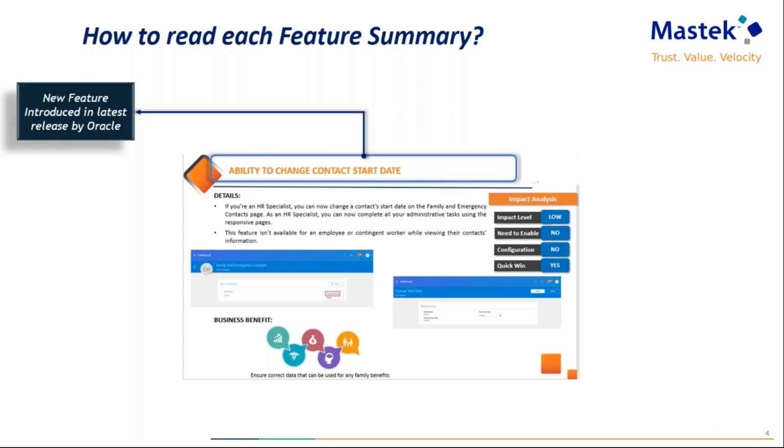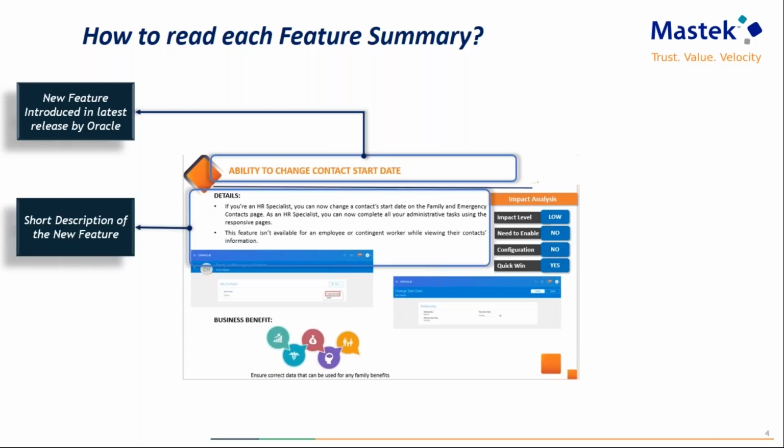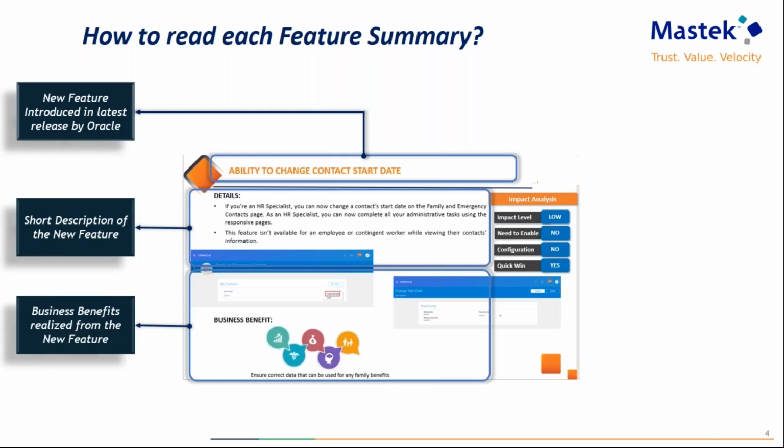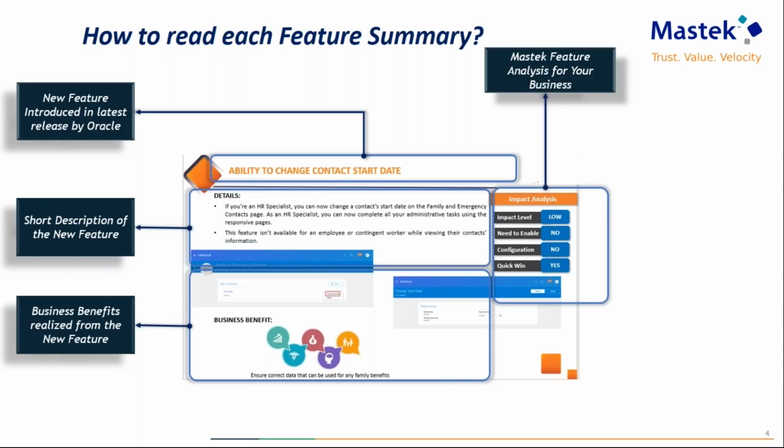This is how we can read each feature summary. First, the heading of the new feature will be there, then followed by the business benefits realized from those new features. And we have done an impact analysis also, in which we have shown the four levels, which is impact level, need to enable or not, configuration required or not, and quick win.